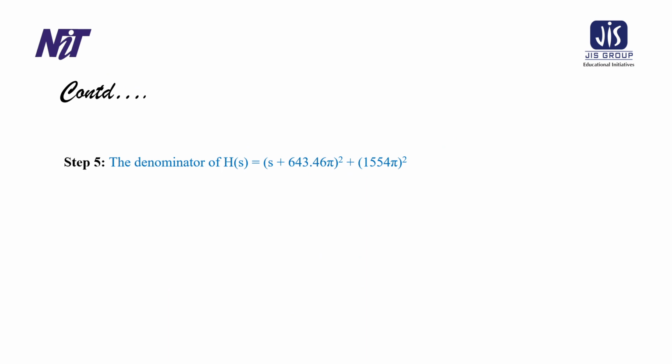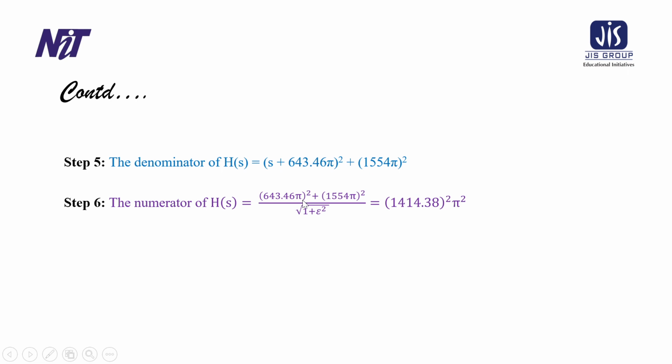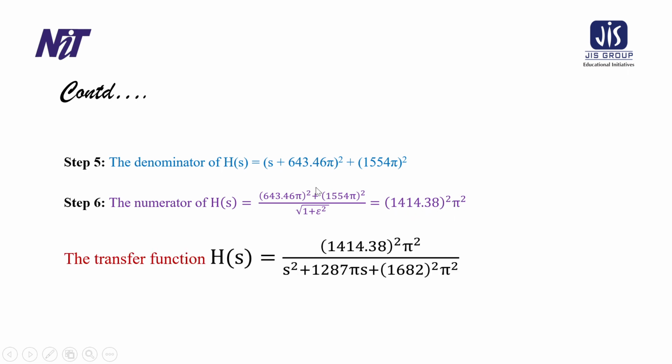Now the denominator of H is s plus 643.465, which we get from the last equation, square plus 1554 pi square. There we get the denominator, and we can get the numerator of H(s), that is 1414.38 whole square into pi square. Now for the transfer function, we put the numerator and the denominator, and we get the transfer function of H(s). So this is the design process of the analog low-pass Chebyshev filter.